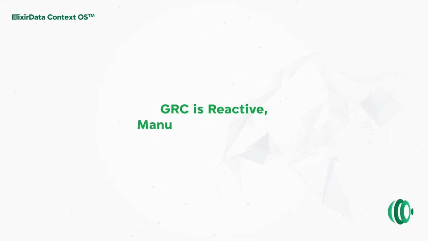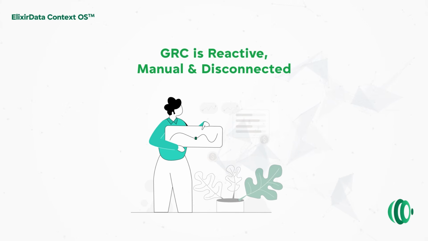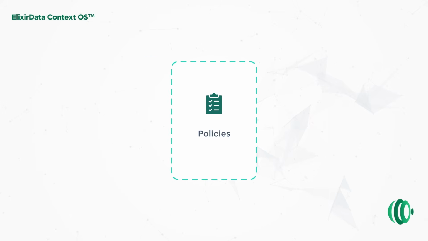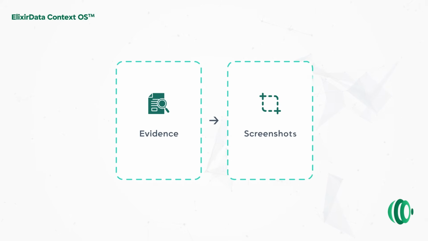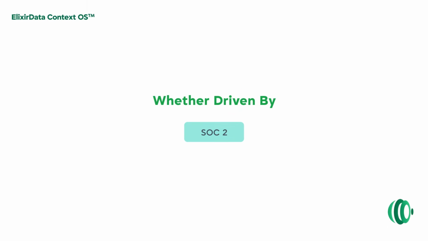The GRC breakdown. Governance, risk, and compliance, GRC, should enable business, not slow it down. But today, GRC has become reactive, manual, and disconnected from how systems actually operate. Policies are in documents. Controls are in tools. Evidence is in screenshots. Risks are in spreadsheets. Whether driven by SOC 2, ISO 27001, GDPR, or HIPAA.